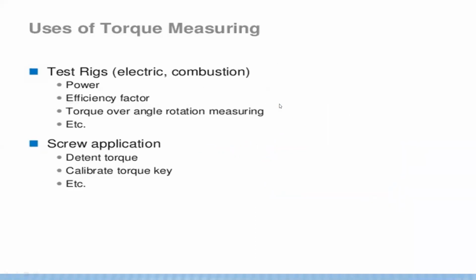Next, what are the uses of torque measuring by using strain gauges? It means test rigs, that is electrical test rigs or combustion test rigs, and power in the test rigs, power efficiency factor, torque over angle of rotation measuring, etc. These are the uses in test rigs. And screw applications, it is detent torque, calibrate torque key, etc. These are the screw applications of torque measuring by using strain gauges.